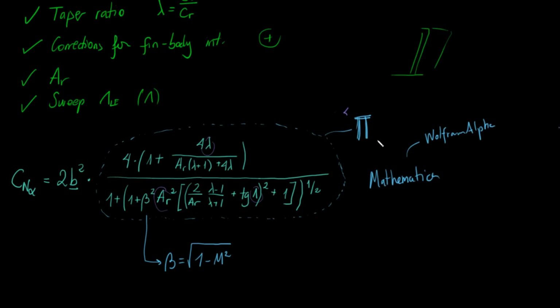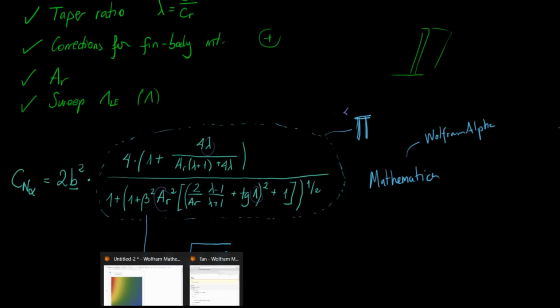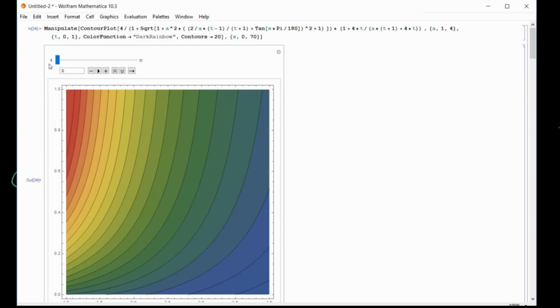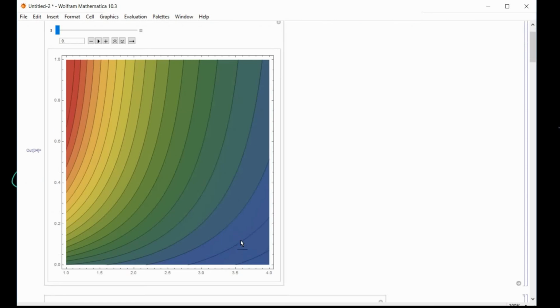Alright, so capital pi can be below and above 1. So it doesn't have to be below, okay? This is for sweep angle 0, which you're never going to have, so not a good idea. But still you can see that these contour lines are different correction factors.